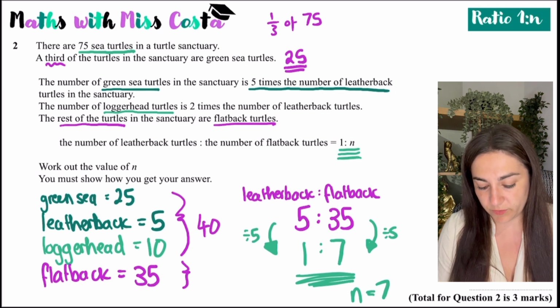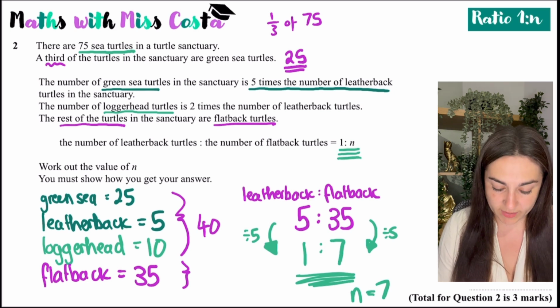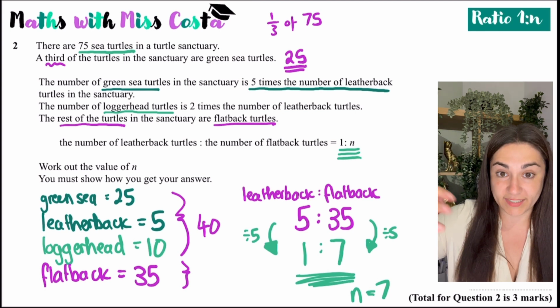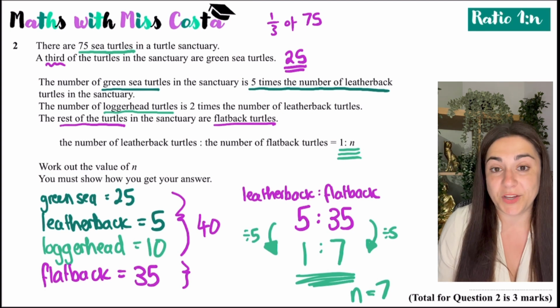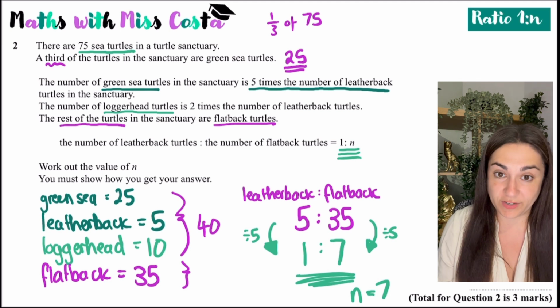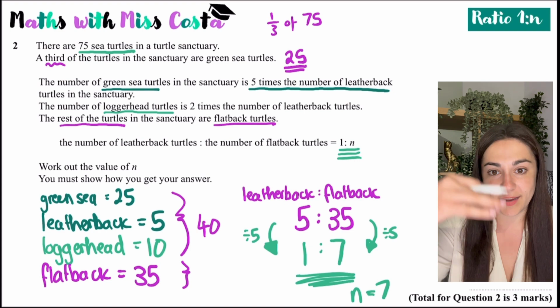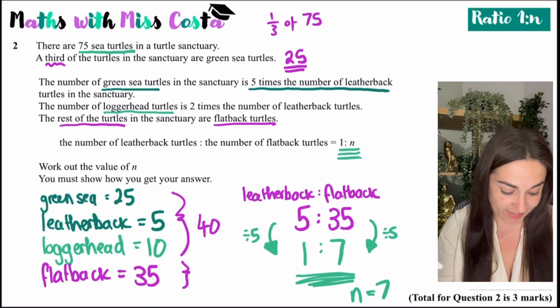Whenever you're told to write it in the form 1 to n or n to 1, just write the ratio out and underneath write 1 to n or 1 to something. That's the missing value, and you're just trying to find an equivalent ratio. So all it means is that one part of the ratio has been simplified to 1, and you simplify the other part in exactly the same way.